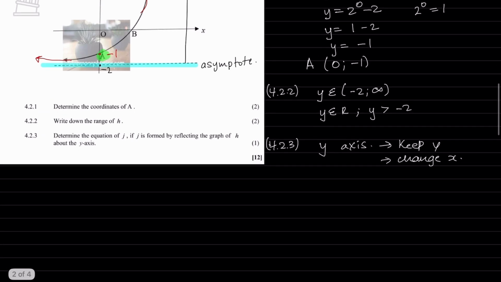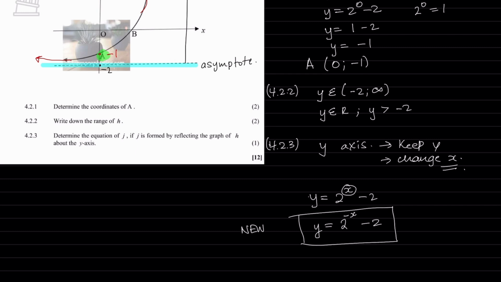Let me show you. This is our original equation. Remember, y is equal to 2 to the power of x minus 2. We're keeping y. We're not changing anything about y, but we are changing x. So now the new equation is going to be y is equal to 2 to the power of minus x, and then minus 2. That's it. This is our new equation.